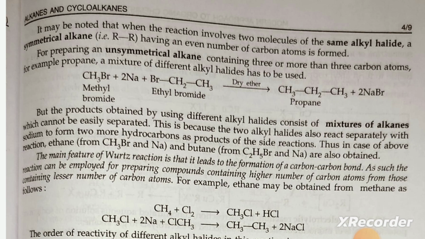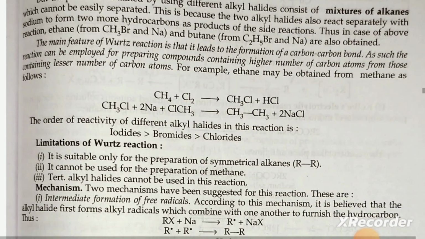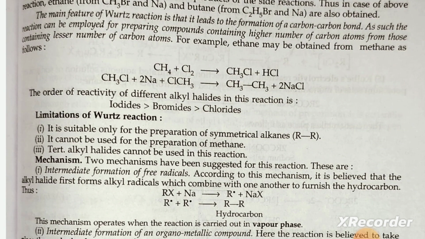The main feature of Wurtz reaction is that it leads to the formation of a carbon-carbon bond. As such, the reaction can be employed for preparing compounds containing a higher number of carbon atoms from those containing a lesser number of carbon atoms. For example, ethane can be prepared from methane as follows: CH4 plus Cl2 gives CH3Cl plus HCl, CH3Cl plus 2Na plus Cl-CH3 gives CH3CH3 plus 2 NaCl. The order of reactivity of different alkyl halides in this reaction is iodides, bromides, chlorides.